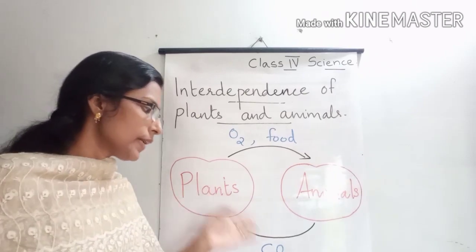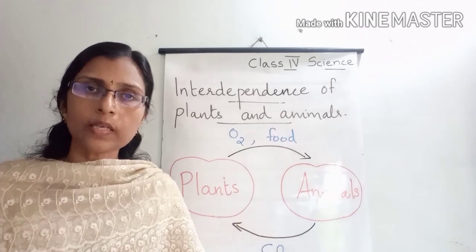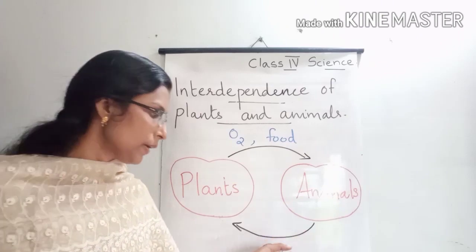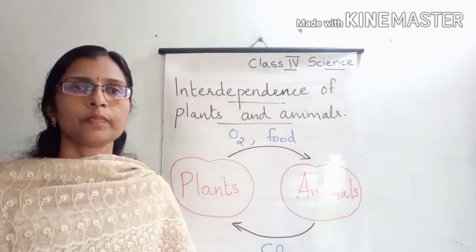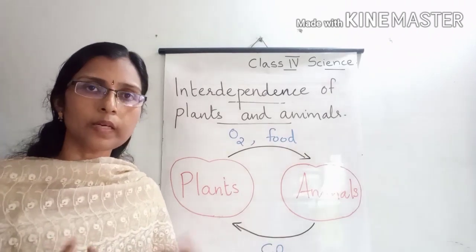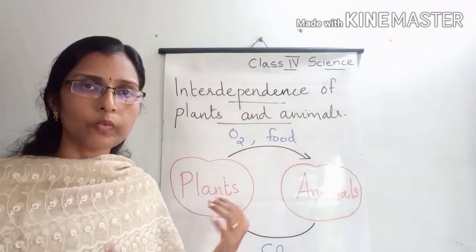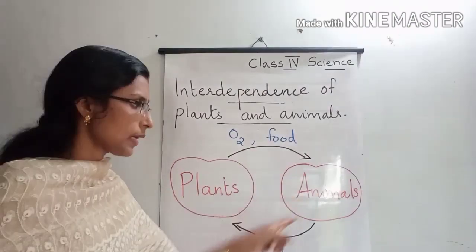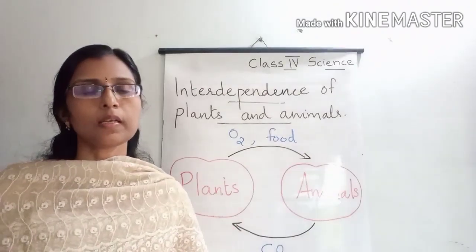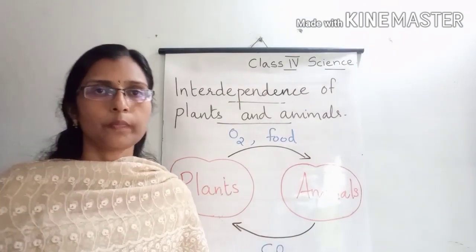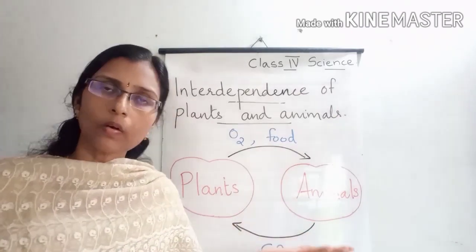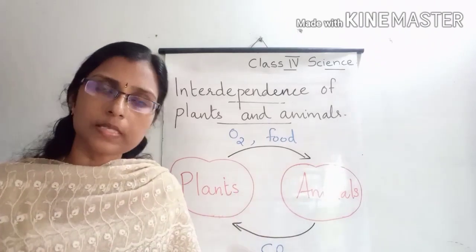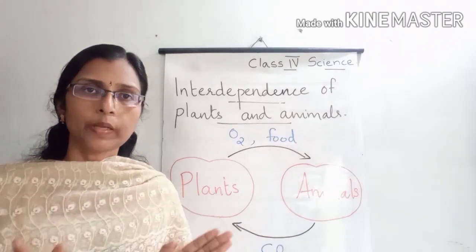Similarly, plants need carbon dioxide for making food, and all the animals give out carbon dioxide during breathing, and this carbon dioxide is taken by plants for photosynthesis. So all the plants and animals are dependent on each other. They are interrelated. Without plants, animals cannot live. Similarly, without animals, plants also cannot survive. So both depend on each other.